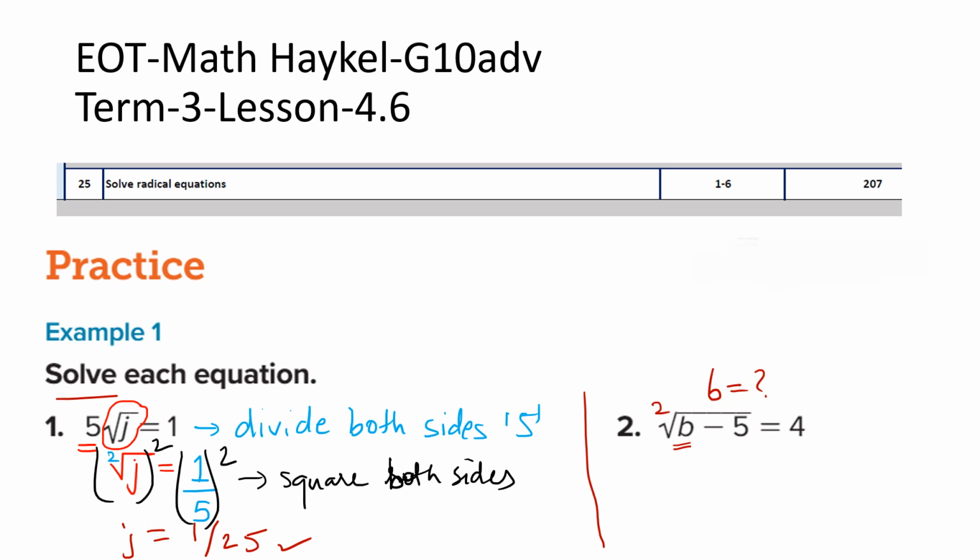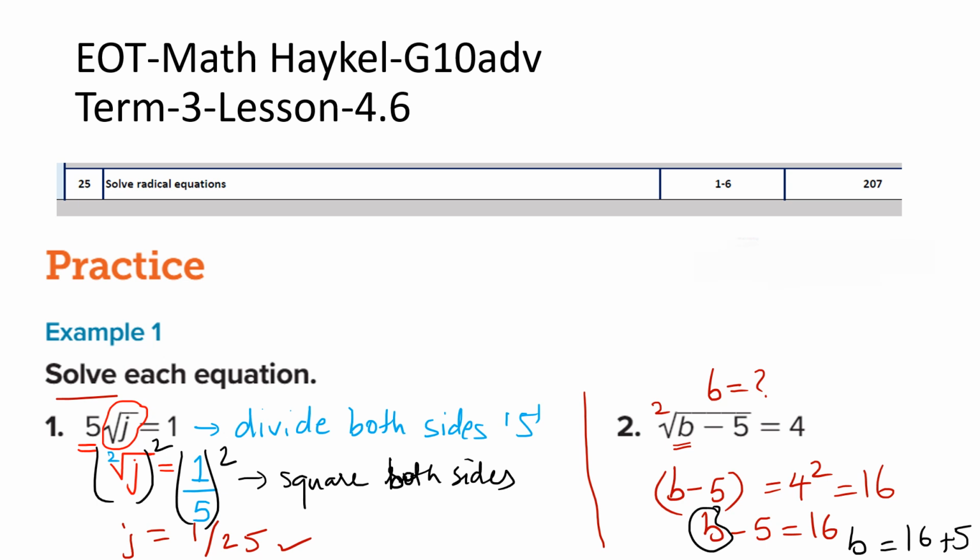Now to remove it, we will take the square of both sides. When I take the square of the left side, the radical goes, and the square of 4 is 16. So let's find the value of b. b minus 5 is 16. We need to isolate b, make it alone, remove this 5. So I will add 5 on both sides. So b is going to be 16 plus 5, which is 21. That's how you solve the equation.